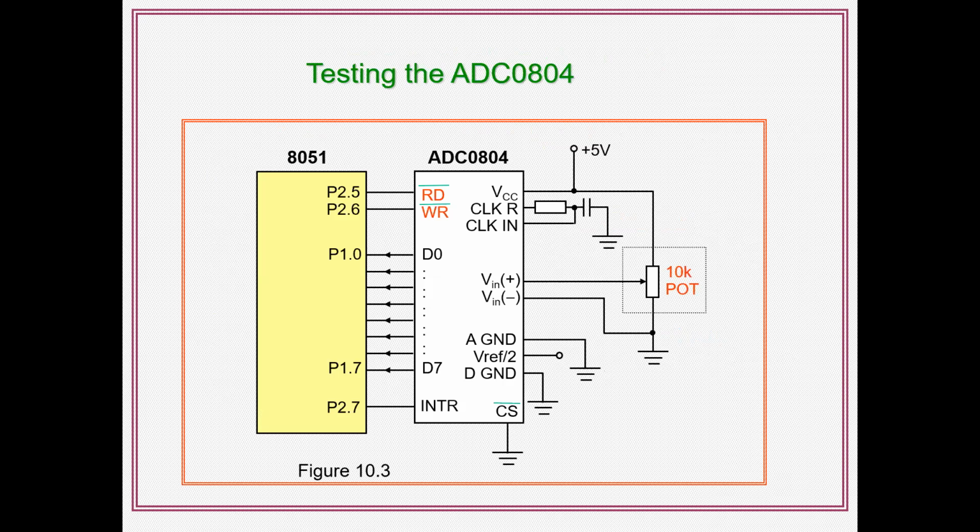So this is testing the ADC 0804. Here the 8051 microcontroller port 1.0 to 1.7 is connected to D0 to D7. Instead, you can use port 2, no problem. Port 0 also no problem. Next, port 2.5 is connected to the read bar signal, 2.6 is connected to the write bar signal, 2.7 is connected to INTR, VCC is connected to 5 volts, and clock in is connected to the resistor and suitable capacitors.